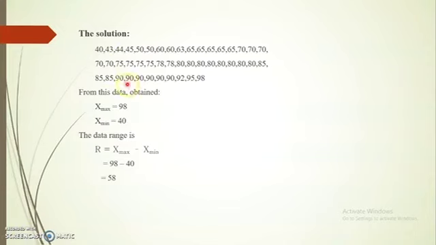The solution: first, we sort the data from the smallest value to the largest value. From this data, we obtained a score of x maximum is 40 and a value of x minimum is 19.8. So the data range is R = x maximum - x minimum. Range is 58.